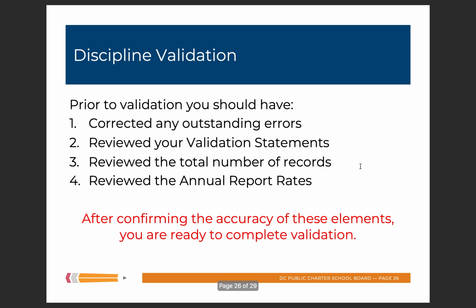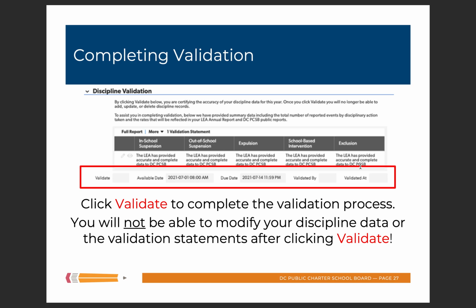Completing the validation. At this point, we have reviewed correcting any outstanding errors, reviewing your validation statements, reviewing the total number of records, and reviewing the annual report rates. After confirming the accuracy of these elements, you are ready to complete validation. Simply click Validate in this box to complete the validation process. Note that you will not be able to modify your discipline data or the validation statements after you click Complete. When you click Validate, you should see your name appear in the Validated By and the time appear in the Validated At boxes.